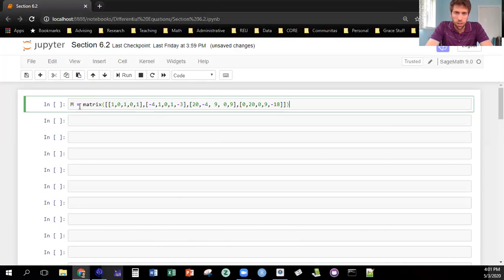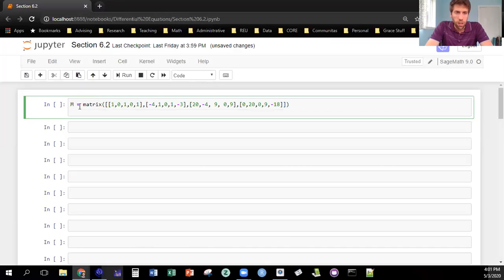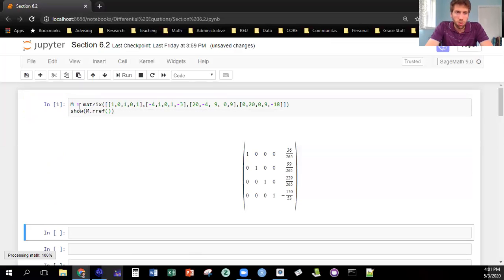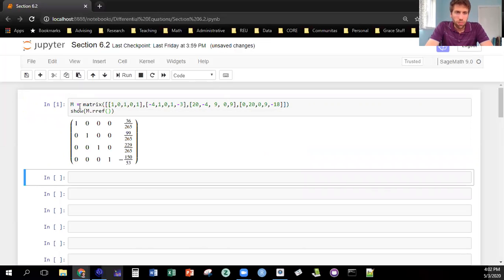So then I'm missing some things. Add that, okay, and then show m.ref. Okay, some fractions that are ugly, but not the worst thing in the world. When I messed up the negative last time, the fractions looked even worse.